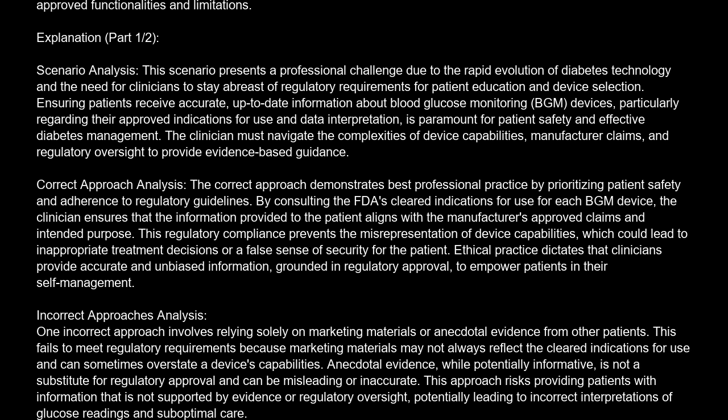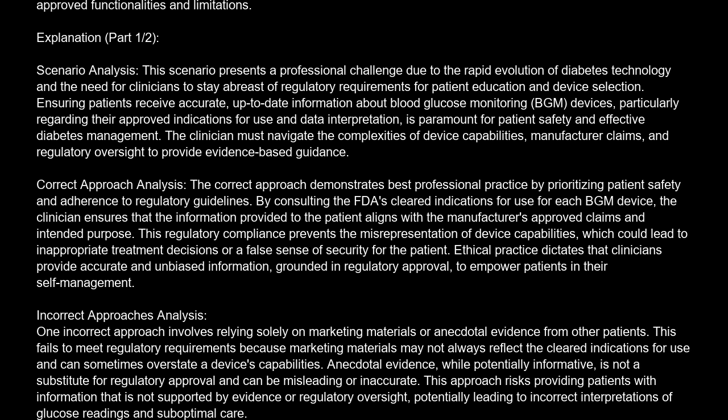This scenario presents a professional challenge due to the rapid evolution of diabetes technology and the need for clinicians to stay abreast of regulatory requirements for patient education and device selection. Ensuring patients receive accurate, up-to-date information about blood glucose monitoring, BGM devices, particularly regarding their approved indications for use and data interpretation, is paramount for patient safety and effective diabetes management. The clinician must navigate the complexities of device capabilities, manufacturer claims, and regulatory oversight to provide evidence-based guidance.